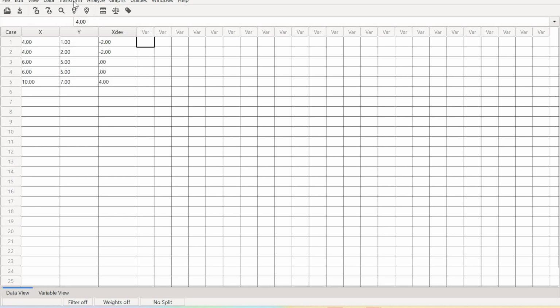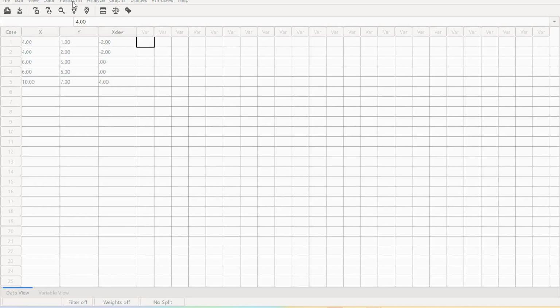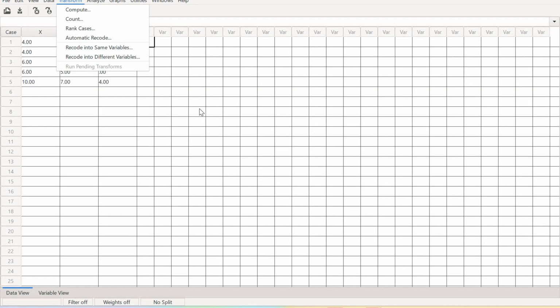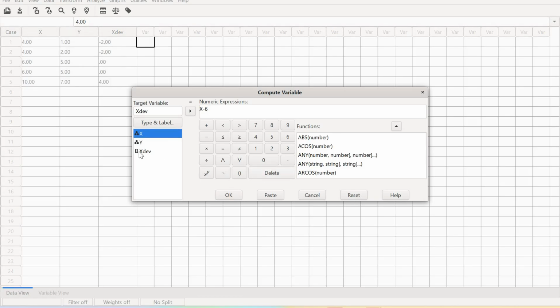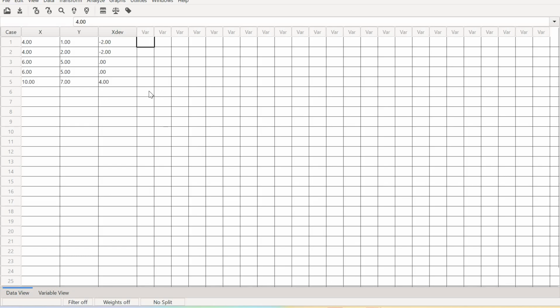After getting the deviation score, I can get the squared deviation. Again, compute, reset, deviation, square it, raised to the power of y. I'll just make it easy. Times itself. See if it works. No, it doesn't work.